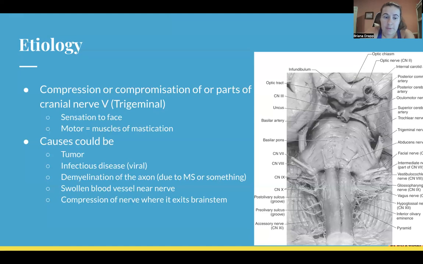And then we talked about before, a swollen blood vessel near the nerve, which is where it pops out of the brain stem. So that could be another reason why. And then compression. We already talked about that when it exits the brainstem. These are the most common causes of this, which is really unfortunate because it's not even the patient's fault. Like it randomly happens. So let's go into what it looks like.